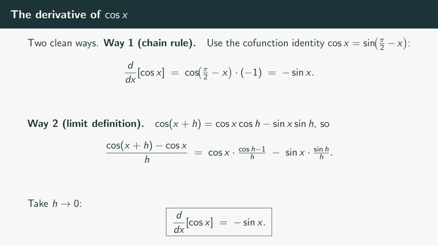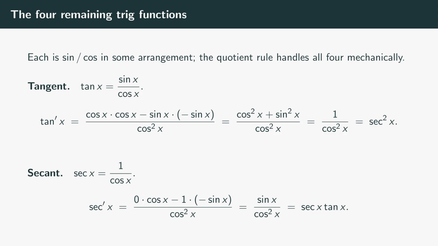Same answer, two different paths. The minus sign comes from the same place either way, from the reversal between cosine and sine as you rotate around the circle. Now the four secondary trig functions: tangent, cotangent, secant, cosecant. Each is built from sine and cosine, so the quotient rule does all four mechanically.